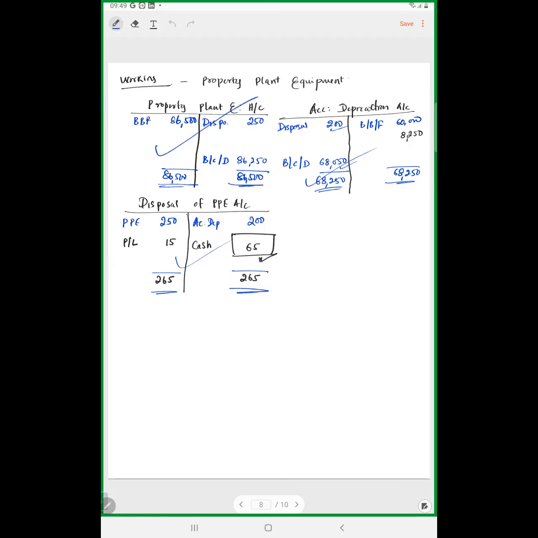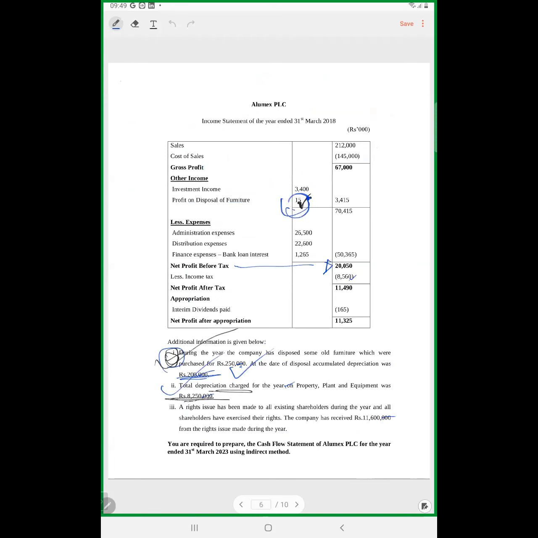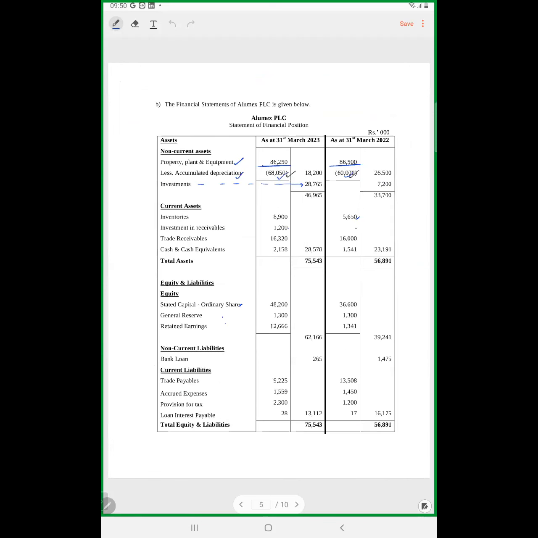Yeah. So then we can go with the next adjustment. A rights issue has been made to all existing shareholders during the year, and all shareholders have exercised their rights. The company has received 11,600 from the rights issue made during the year. So you can check it with the stated capital.